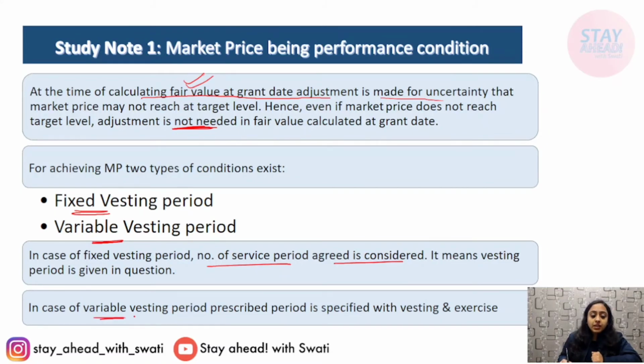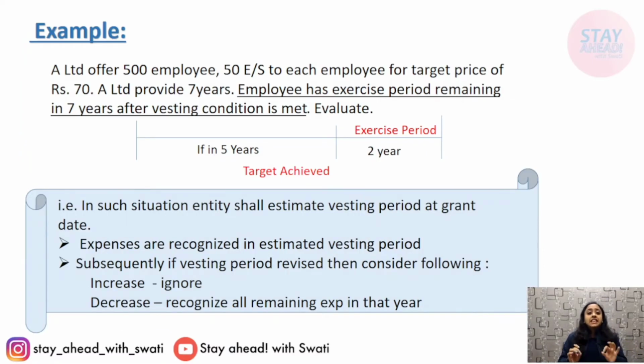If it is variable, then the prescribed period is specified with vesting and exercise. That means each year the vesting period will change. It can be, and if it's variable, it is given in the question directly. Next, let us understand this whole thing with an example.